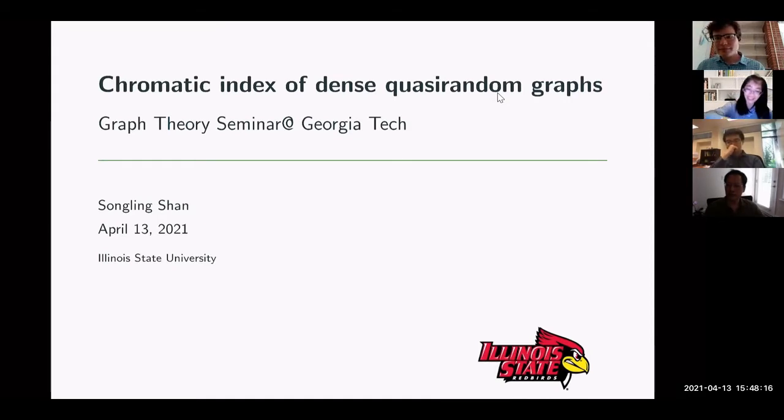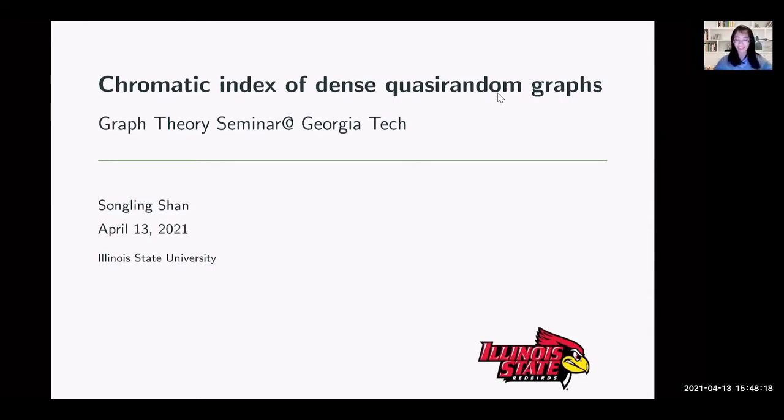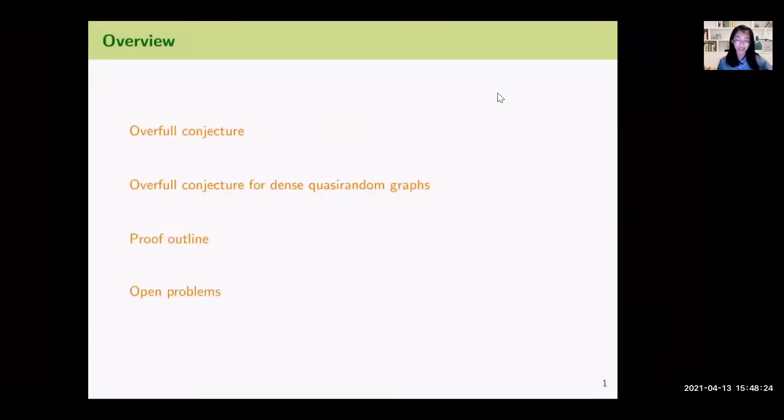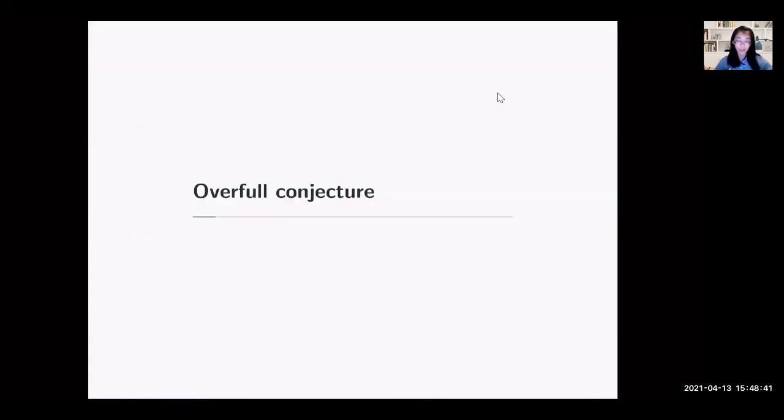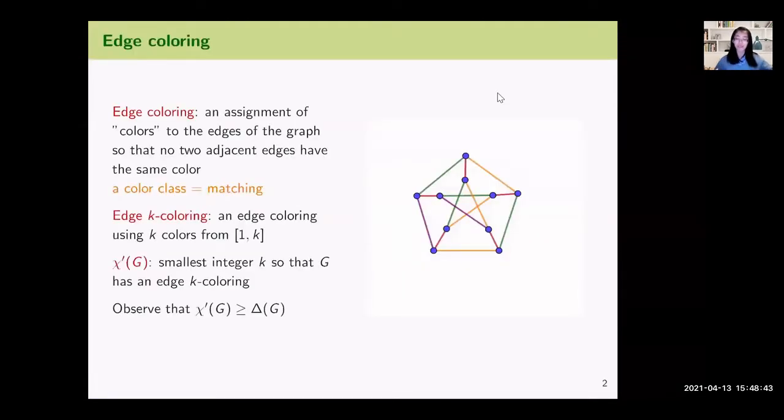I'm really happy to be here to share this with you. I will start with some of the concepts related to the overfull conjecture, and then we will talk about the overfull conjecture for dense quasi-random graphs. Then I'll talk about the proof outline, and I have some open problems at the end. So let's start with some concepts.